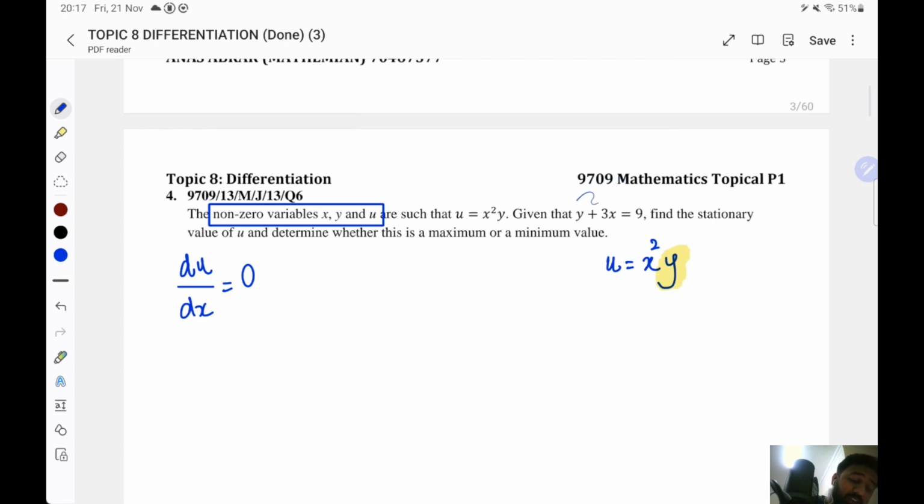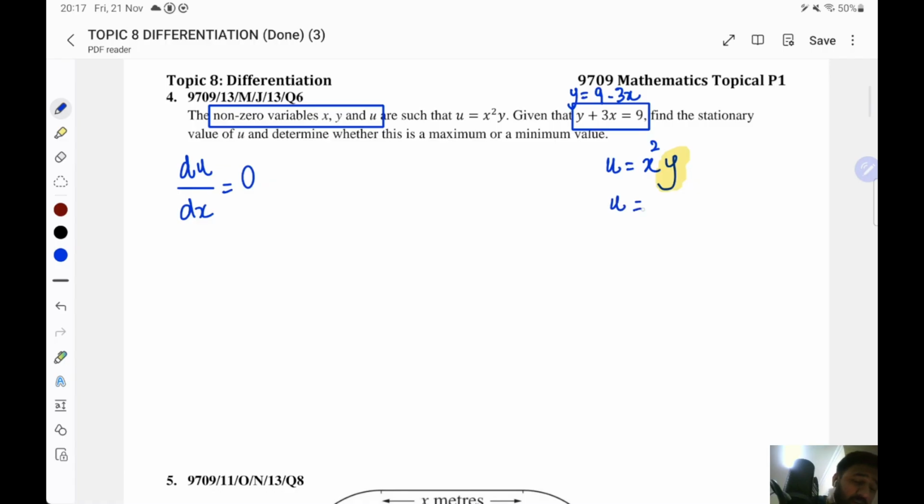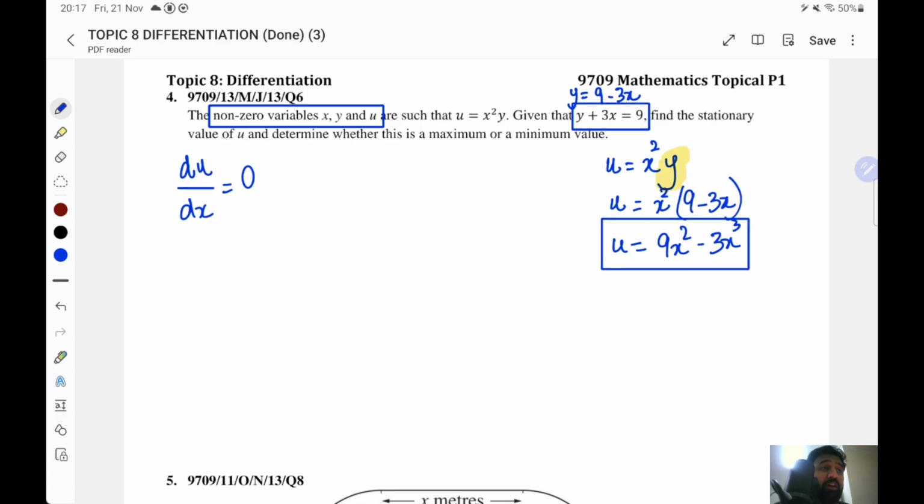We have the function in the question, which is this. We can make y the subject, so it will be y equals 9 minus 3x. Just substitute it here. x square bracket 9 minus 3x, so u will be 9x square minus 3x cube. So this is the function that we have, the one that I just wrote on the right side. This is having variable u, and with respect to x we are going to differentiate it, so there is just one variable x on the right side.